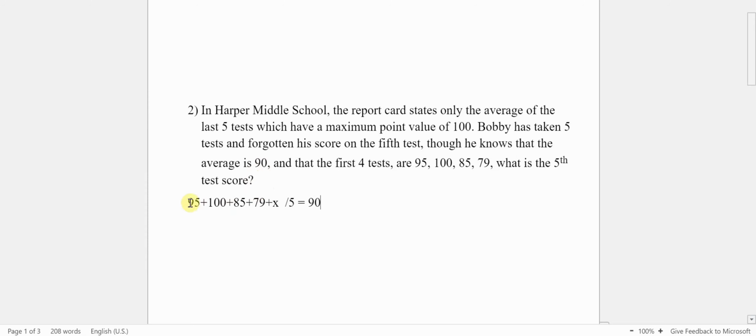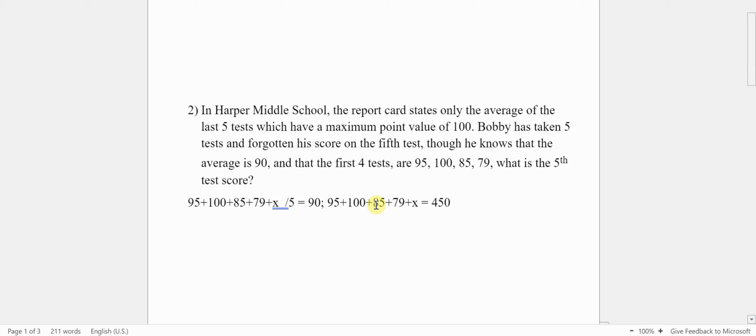Oh wait, this looks like a linear equation. Looks familiar. We can multiply 5 on both sides. So we can easily get 95 plus 100 plus 85 plus 79 plus x is equal to 450, because when you multiply 5 on both sides, this 5 gets cancelled out, and 90 times 5 is 450.